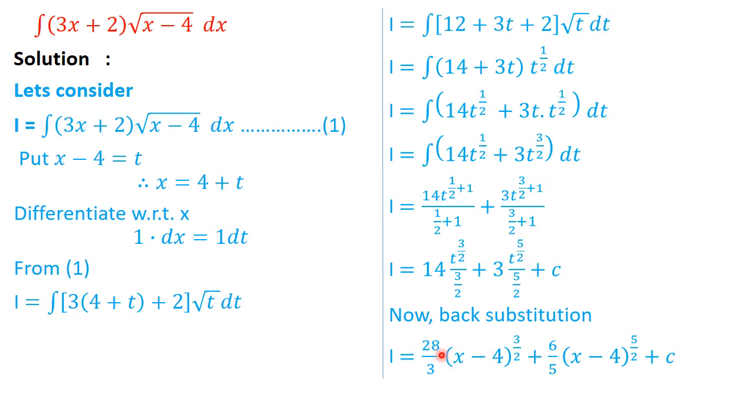Now by back substitution, I is equal to, carrying out this multiplication also, 14 twos are 28 by 3, and what is this t? x minus 4 raised to 3 by 2, plus 6 by this 3 into 2, 6 upon 5, and into this t, x minus 4 raised to 5 by 2, plus c.